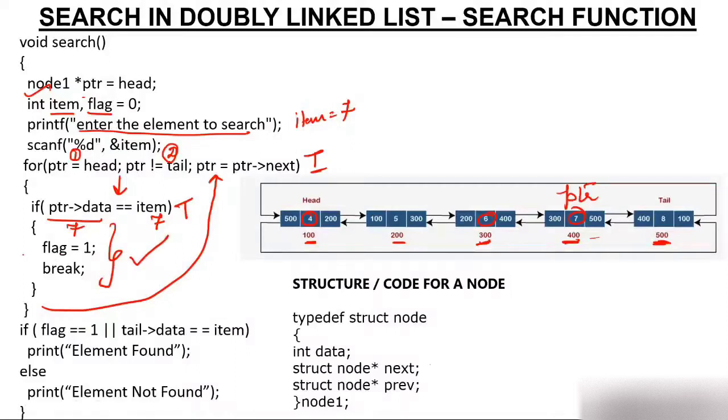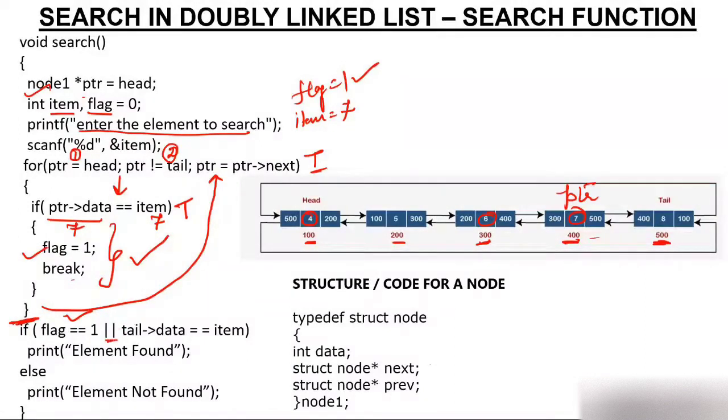I'll update flag with 1. So flag, which was 0, is now 1, and break. Break means I'll come out of the loop. Break will terminate the loop. So I'll come out of the loop and I'll check, is flag equal to 1? Yes, flag is 1. I've just initialized flag with 1.